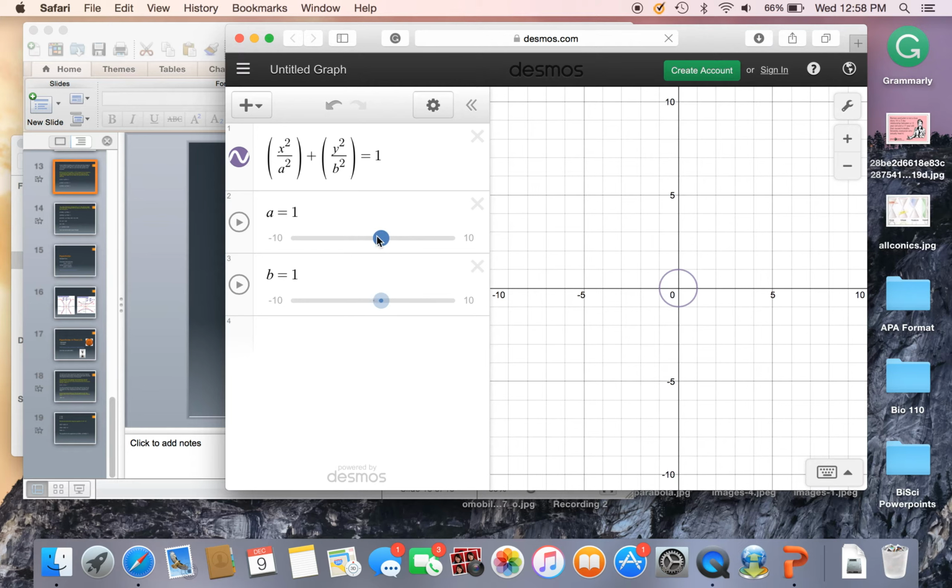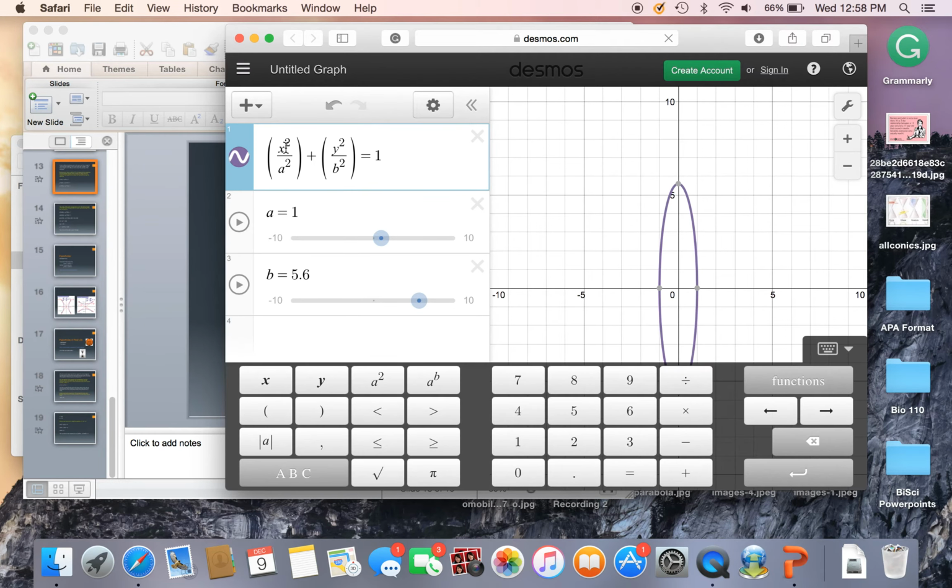So if we were to take a and increase it such that it is greater than the value of b, then we get a horizontally lying ellipse. And if we were to take the value of b and increase it such that it is greater than the value of a, then we get a vertical ellipse.